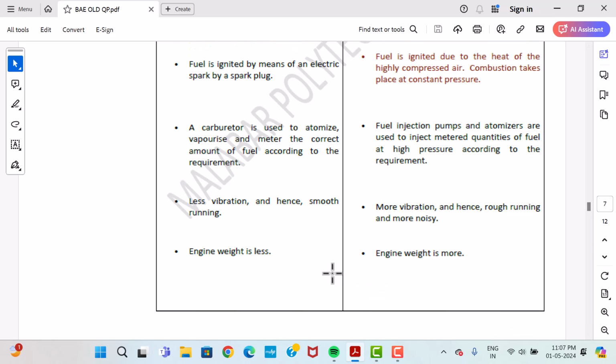In the case of SI engine, the combustion is less, so the engine weight is less. In the case of CI engine, the combustion is high, the more combustion there is, the pressure is high, so engine weight is more. We have to manufacture with stronger parts, that is why engine weight is more.